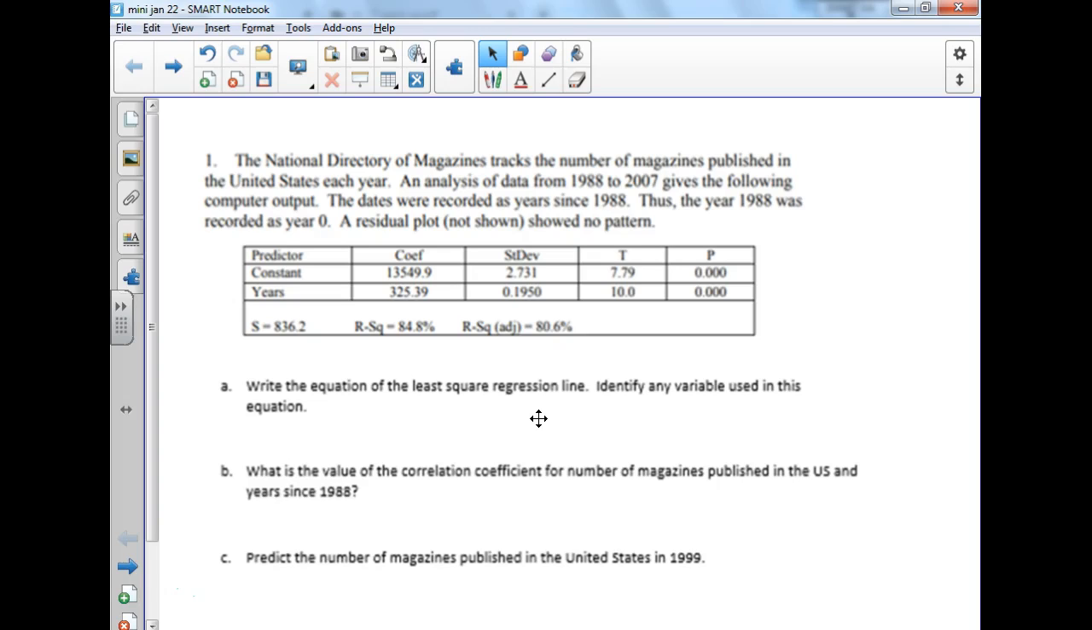The first problem states the National Directory of Magazines tracks the number of magazines published in the United States each year. An analysis of data from 1988 to 2007 gives the following computer output. The dates were recorded as years since 1988. Thus, the year 1988 was recorded as year 0. A residual plot, not shown, showed no pattern.